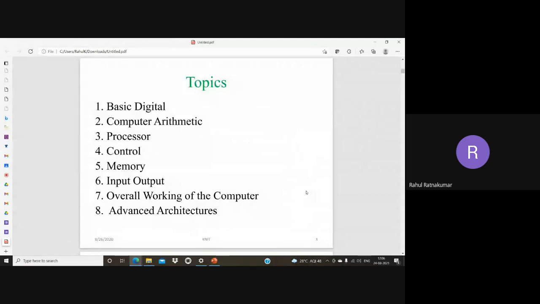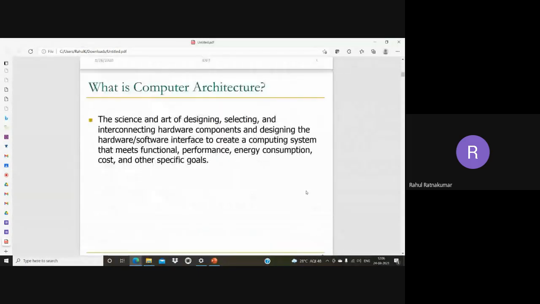First, we go to digital, computer architecture, processor control, memory, input, output, and overall working, and some advanced things like pipelining, right? So we discussed what computer architecture is. It is the science and art of designing, selecting, and interconnecting hardware components and designing the hardware-software interface to create computing systems, meeting goals for functionality, performance, power consumption, and cost.